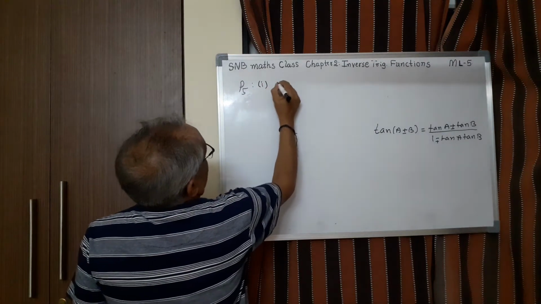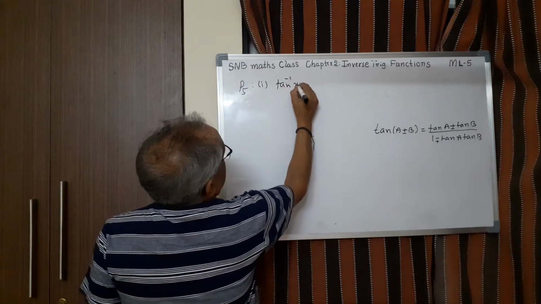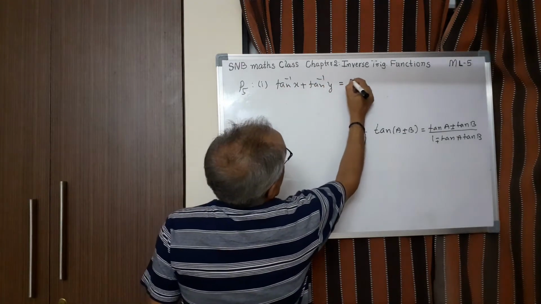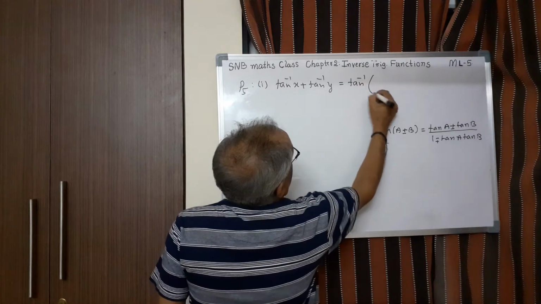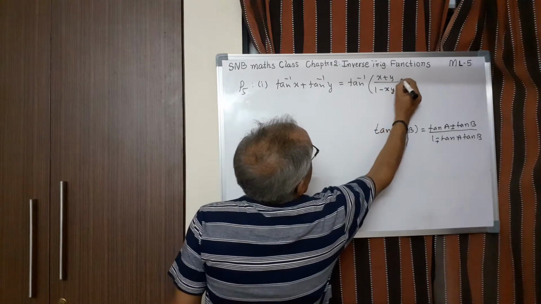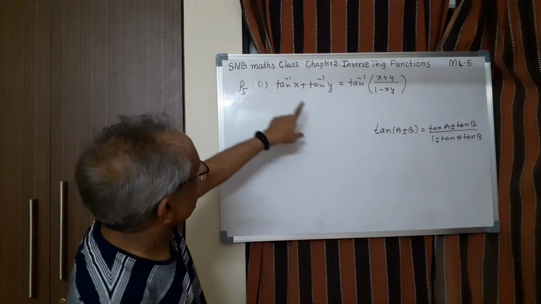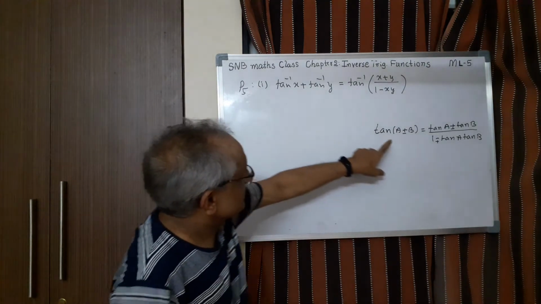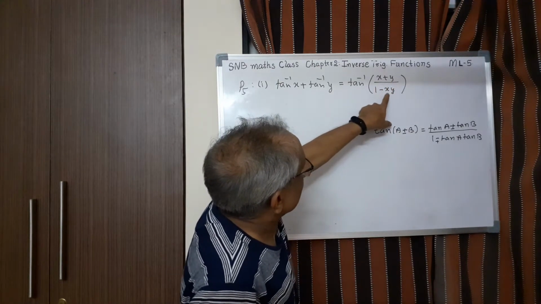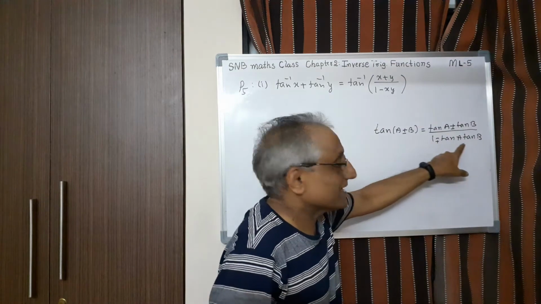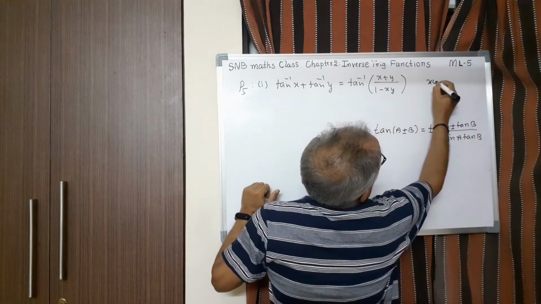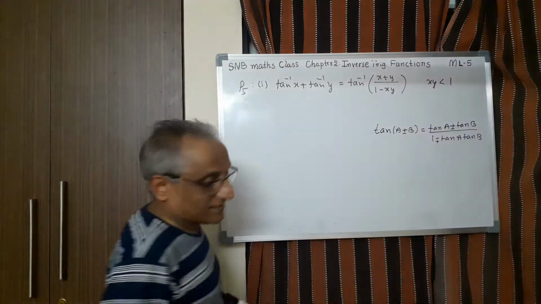There are two sets. One is tan inverse x plus tan inverse y. This equal to tan inverse of x plus y by 1 minus xy. See here, there is a similarity. Tan inverse x plus tan inverse y, here it is a plus b, equal to tan inverse of x plus y by 1 minus xy. Tan a plus tan b by 1 minus tan a tan b. Similarity is there, so it is easy to remember. But there is a condition. xy should be less than 1. So this is the condition.